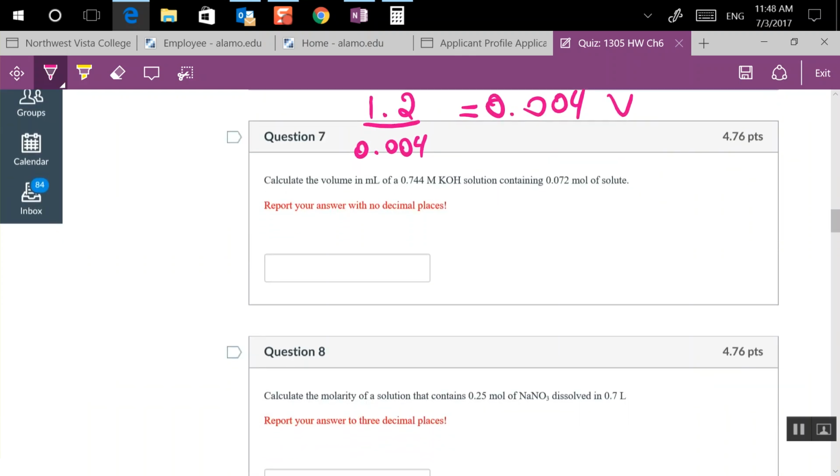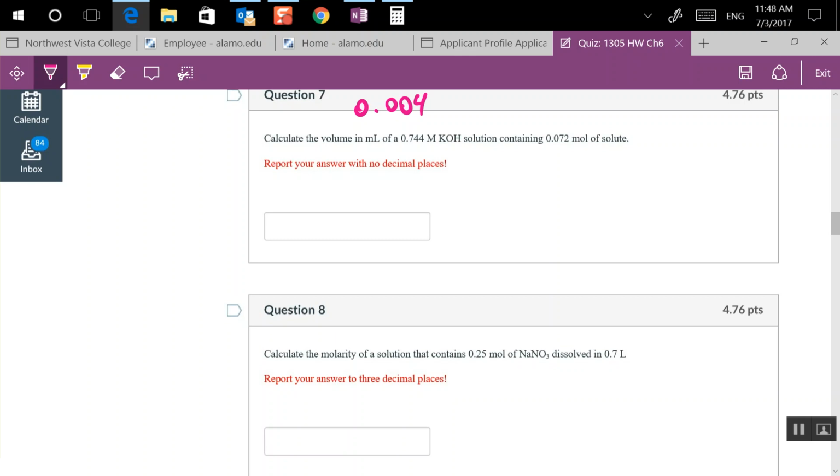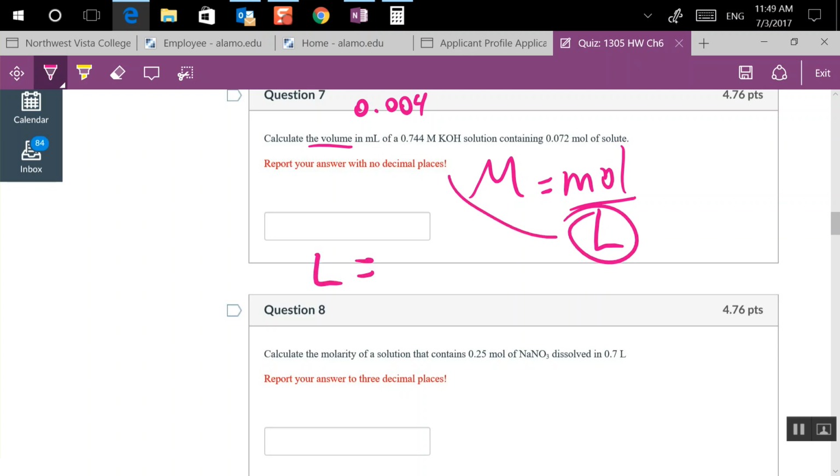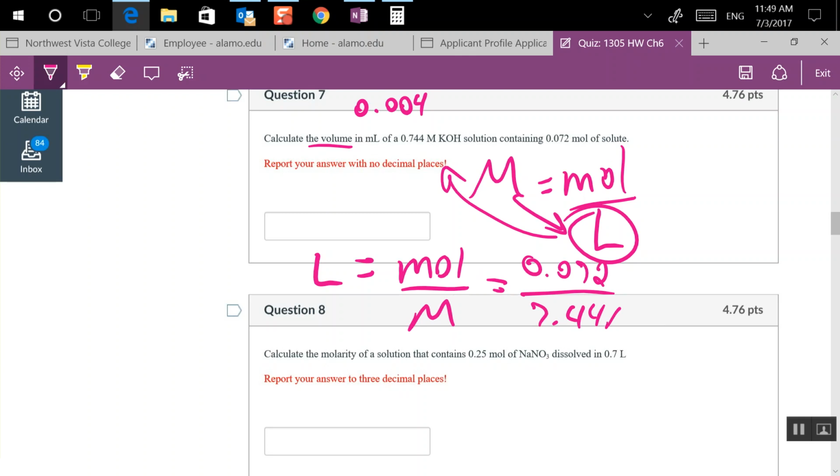Oh, we're going to do this homework, huh? Okay, calculate the volume in milliliters of 0.744 molar KOH. So this is a molarity question. Well, might as well. We have molarity equals moles over liters. I want to solve for the volume, which is L. So L is equal to, if I move L up and M down, moles over molarity. And then I get 0.072 divided by 0.744 molar, this is moles.